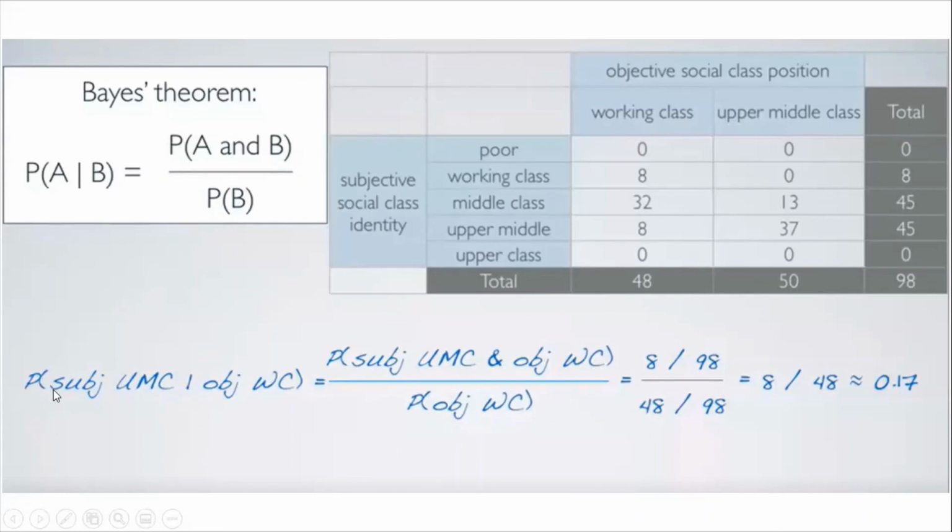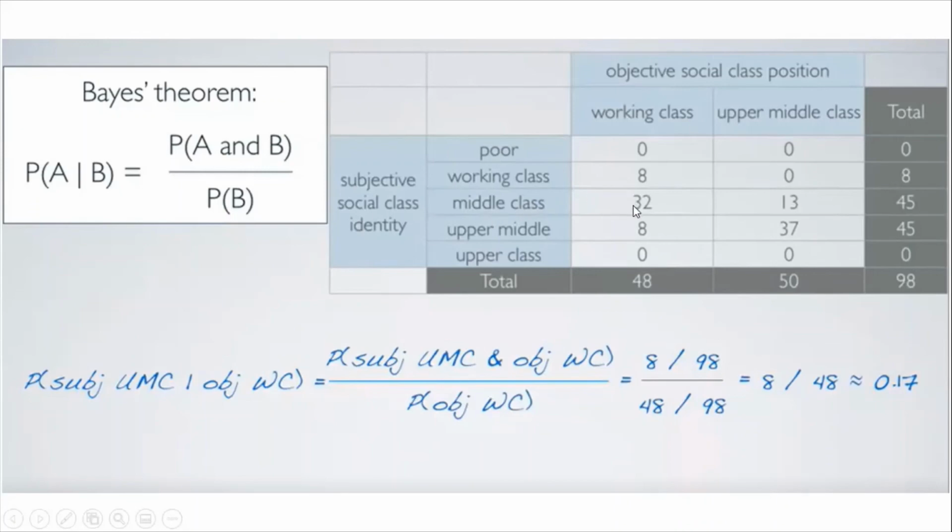Anyway, we want to know the probability of subjective upper middle class given objective working class. So given the working class, what is the probability of upper middle class? We just plug in the formula: probability of subjective upper middle class and objective working class, divided by probability of objective working class. So what is the intersection?